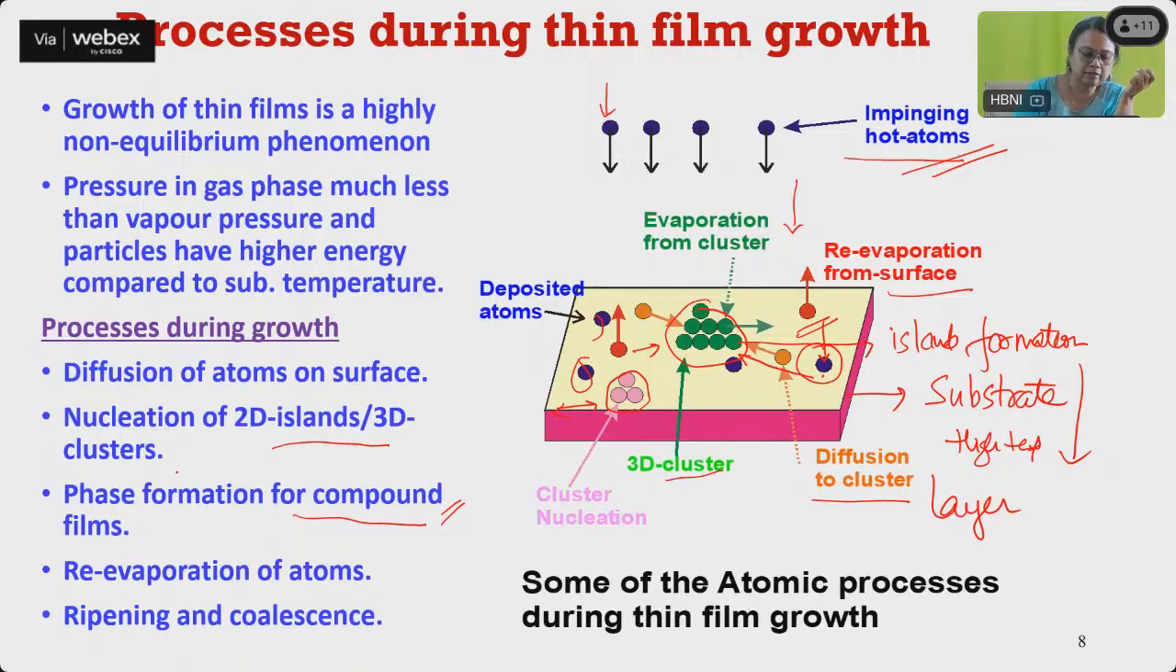And generally when phase formation is taking place on the substrate, you have to give some energy also, and in those cases the substrate is held at high temperature. Then there can be re-evaporation or ripening and coalescence. So for re-evaporation, the substrate temperature has to be maintained so that the re-evaporation rate is much less than the rate of growth of the film. And then obviously the clusters will be coalescing, and they can form either layers or islands, depending on the type of growth we are looking into.